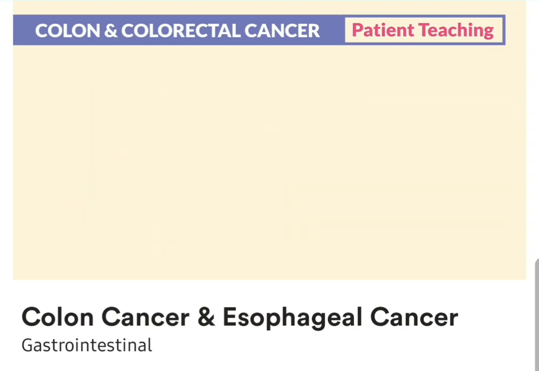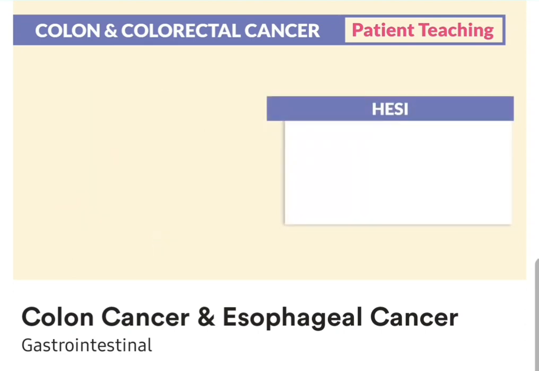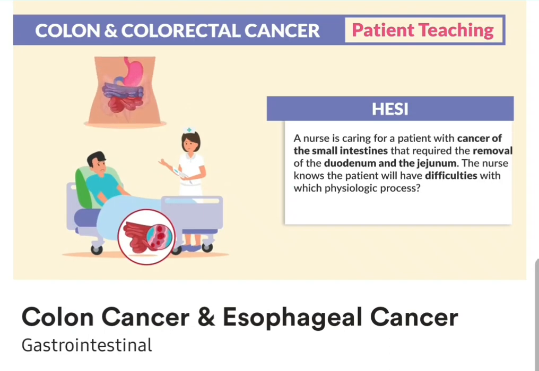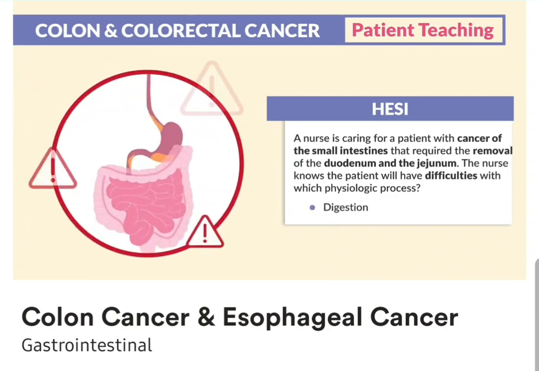And lastly, an interesting question from Hesi here. The nurse is caring for a patient with cancer of the small intestines that required the removal of the duodenum and jejunum, basically just two parts of the small intestine here. The nurse knows that the patient will have difficulties with which physiological process? And the answer is digestion. Well, obviously, guys, if you're removing any part of the intestine, naturally we're going to have digestion issues.